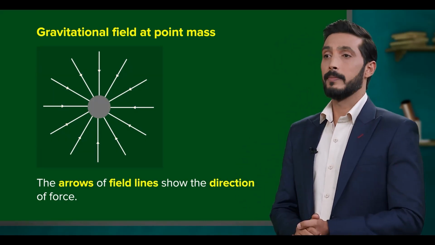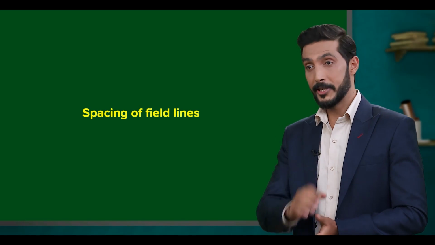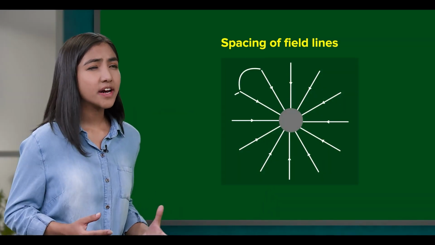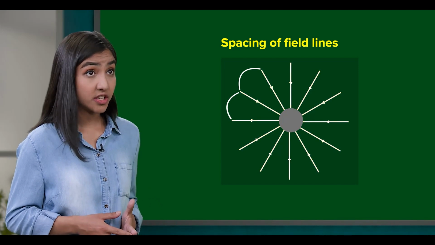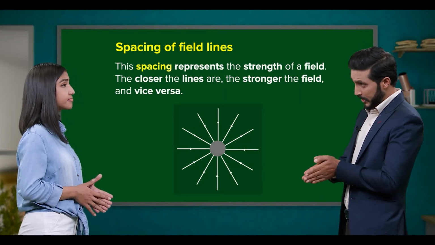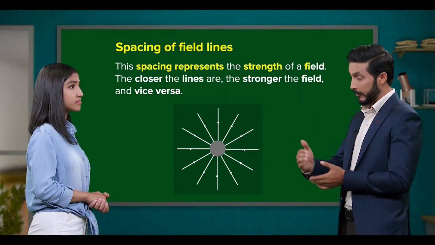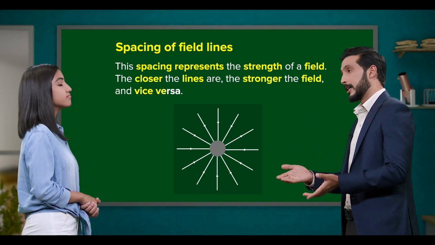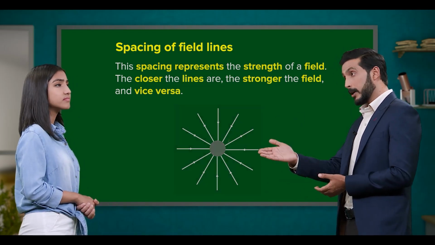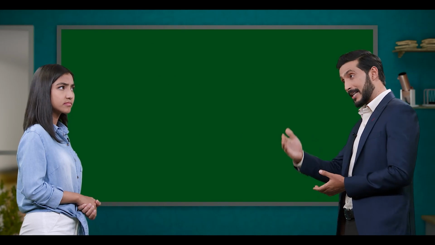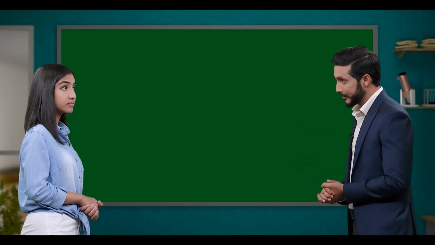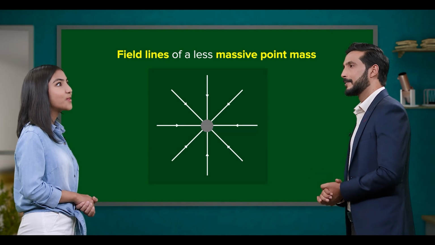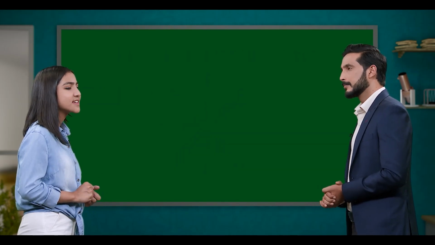Another important feature about field lines is their spacing. Spacing? You mean how far apart the adjacent lines are from each other? Yes. This spacing represents the strength of a field. The closer the lines are, the stronger the field, and vice versa. For example, the field lines for a less massive point mass would look like this. All right, that's easy to visualize.